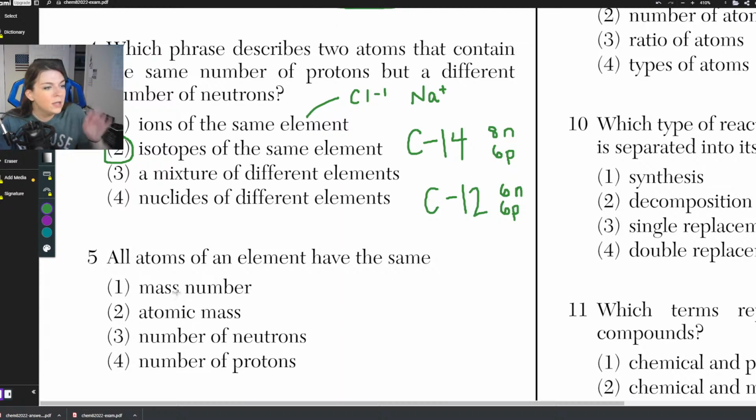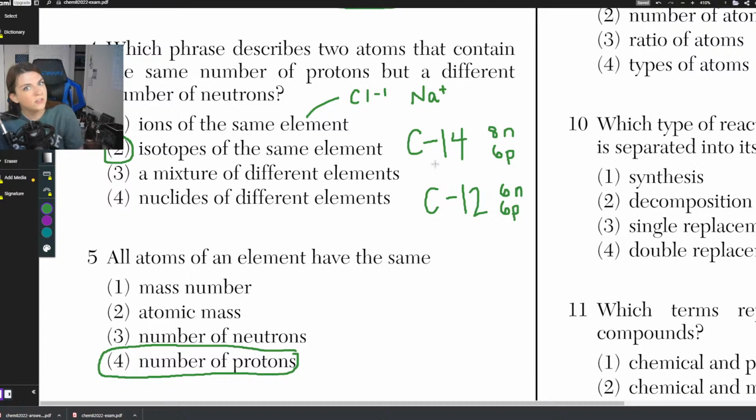Okay, question 5. All atoms of an element have the same number of protons. That is your correct answer. Like we were saying earlier, if you have 6 protons, you have to be carbon. I think it was question 1. If you have 7 protons, you have to be nitrogen. If it's an atom of the same element, it has to come down to the number of protons. That's how we decide whether it's carbon, nitrogen, gold, copper, lithium, uranium. It's all based on the number of protons. That's really what the protons are good for.